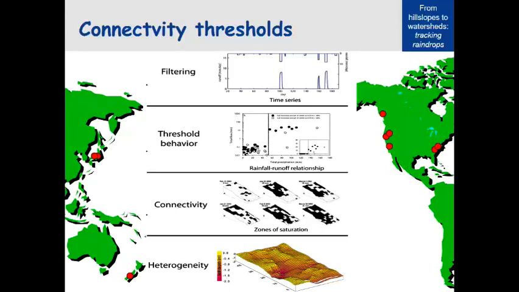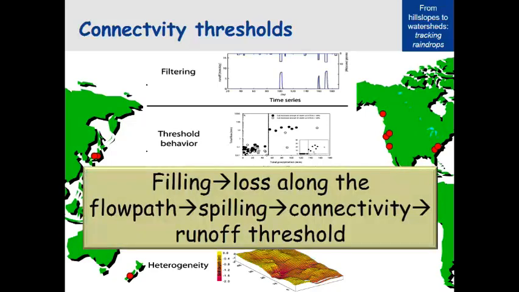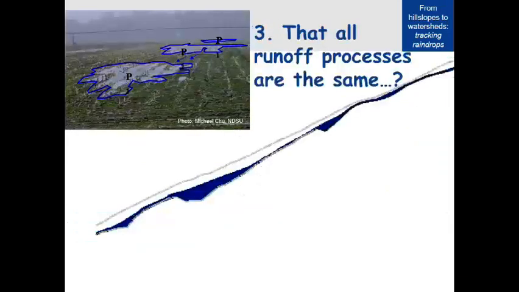I think the way we unpack it is to realize that these thresholds are really what's driving the response, and we follow a very predictable sequence across quite diverse environments of filling, loss along the flow path, spilling, resulting in connectivity, and then runoff. I think this is what we're trying to now build into our land surface models, but we're probably still many years or decades or more away from that.